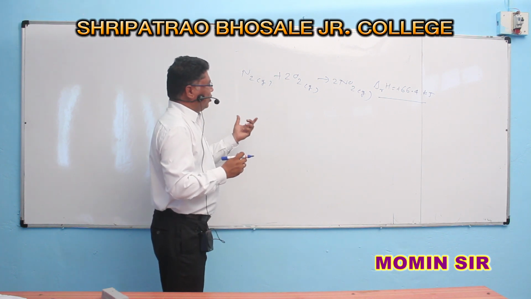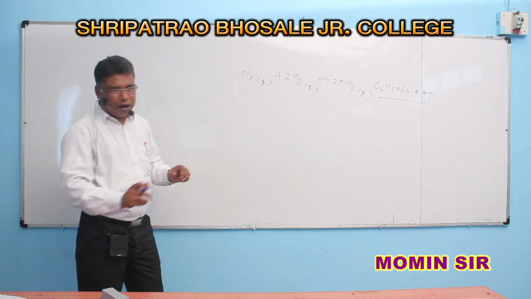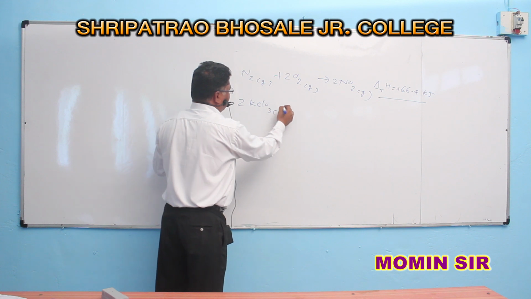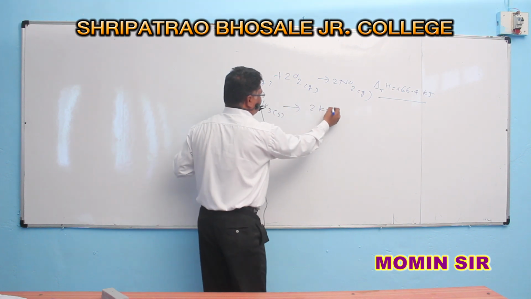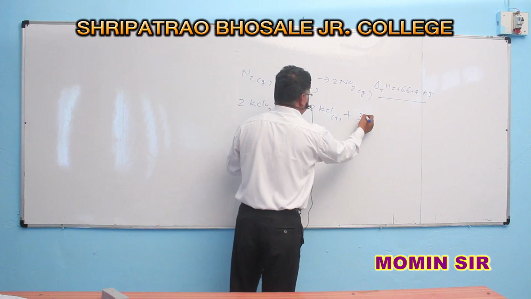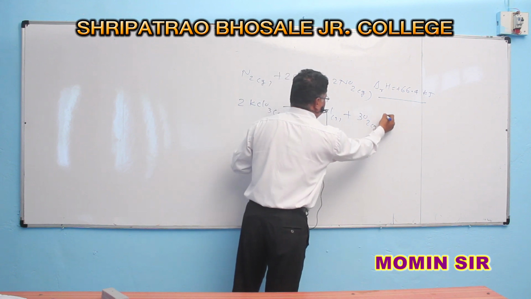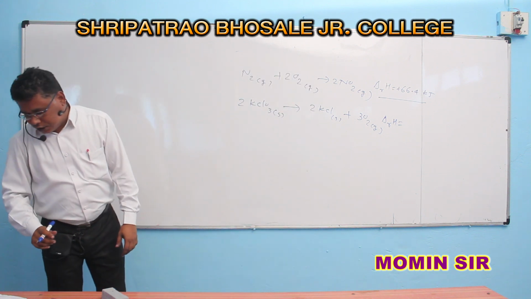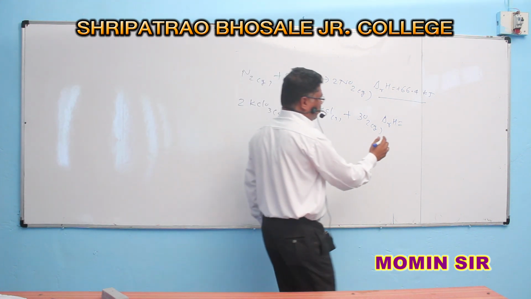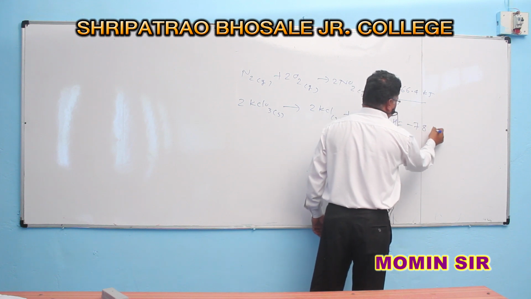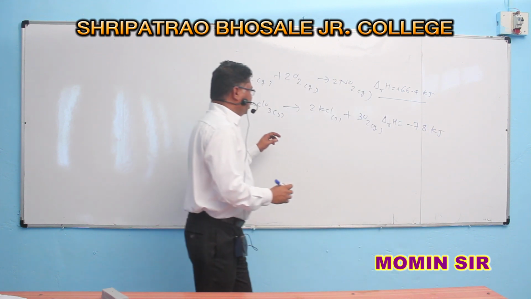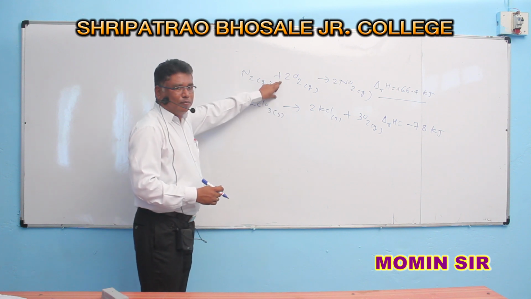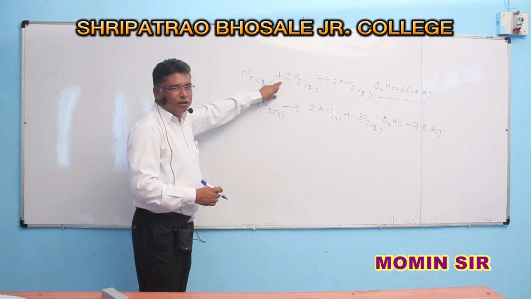The example for an exothermic reaction is 2KClO3 solid, which gives 2KCl solid plus 3O2 gas. The enthalpy change for this reaction is minus 780 kilojoule per mole. So this is the example of an exothermic reaction and the previous one is the example of an endothermic reaction.